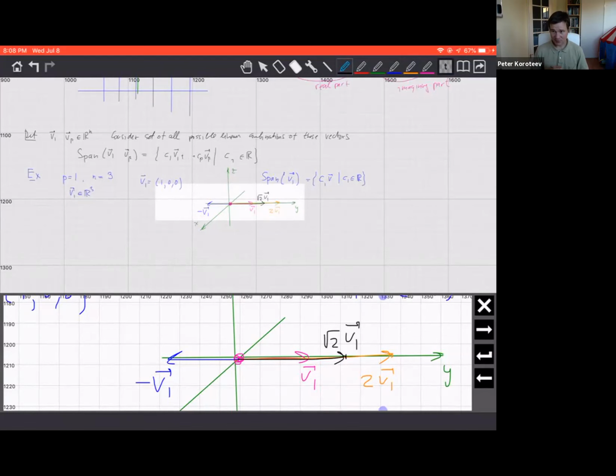Remember, there is a one-to-one correspondence between vectors and points in Euclidean space, because the tip of the vector represents a point. So what is this as a set of points in R3?